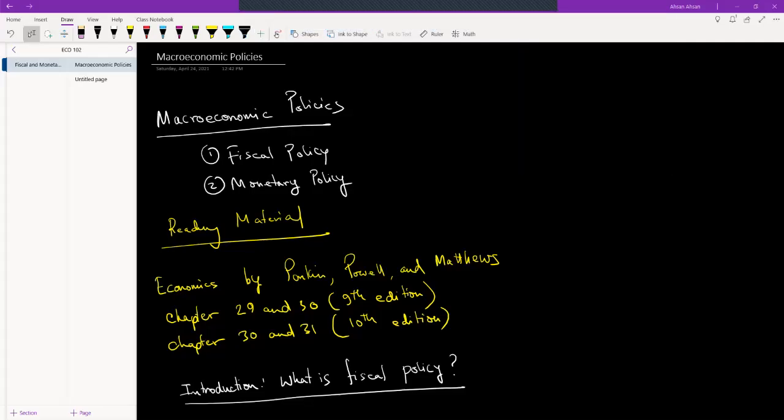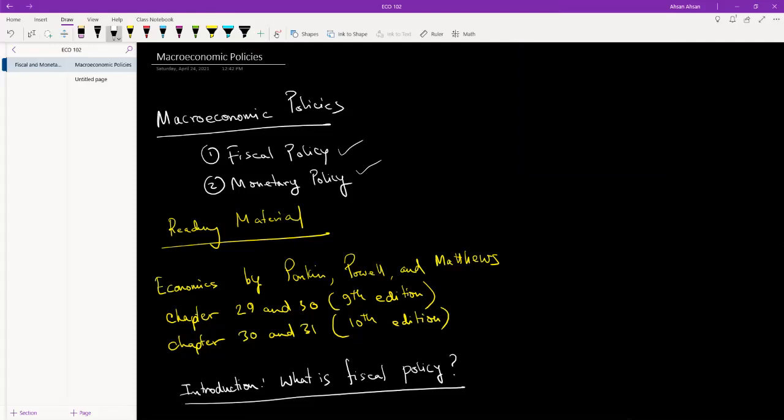Hello students and welcome to the final chapters of Eco 102, that's macroeconomic policies. So specifically, we are going to be looking at two policies of the government. Those are fiscal policy and monetary policy.